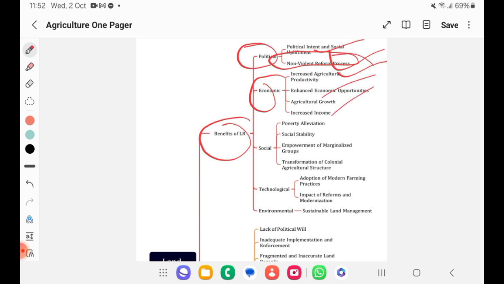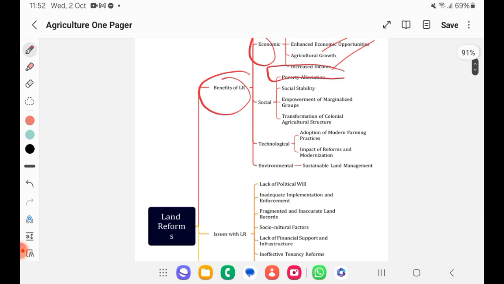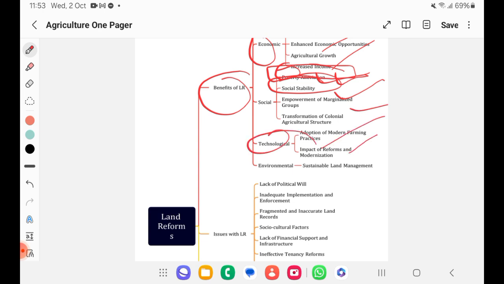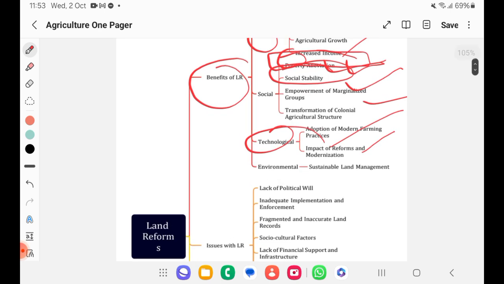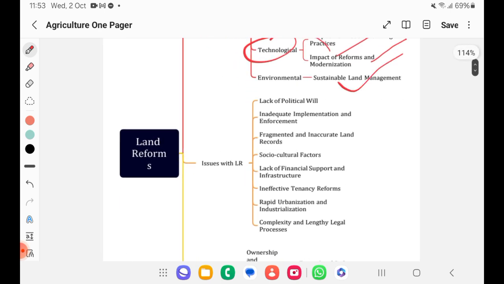Social: poverty was a problem. So poverty alleviation happened. Remember the word poverty alleviation. Poverty alleviation and stable income or social stability was also there. Empowerment of marginalized groups. This I told. Transformation of the colonial agricultural structure. Technology: adaptation of modern techniques and impact of reforms and modernization. Later we have environmental. We started with sustainable land management.